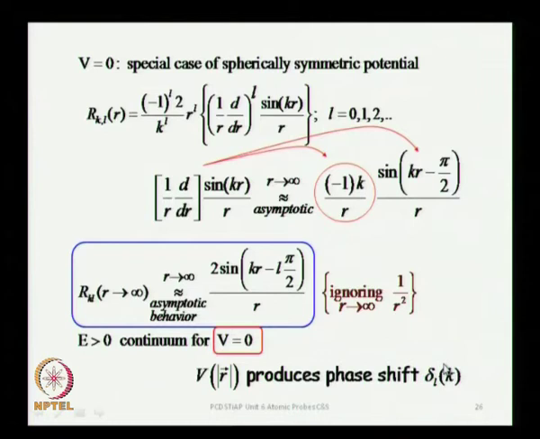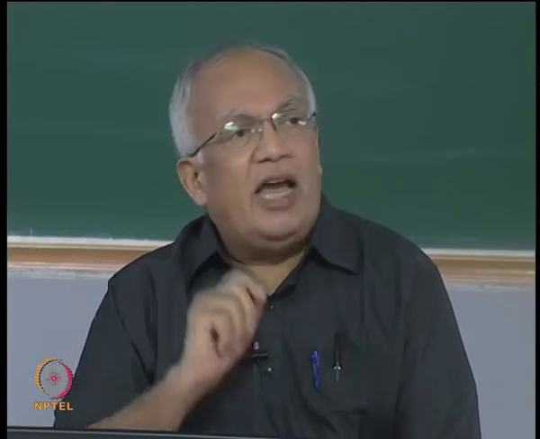This is called the scattering phase shift, and you would expect it to have an intimate relationship with the whole scattering process, and all the physical information about the collision dynamics will be contained in the scattering phase shift.